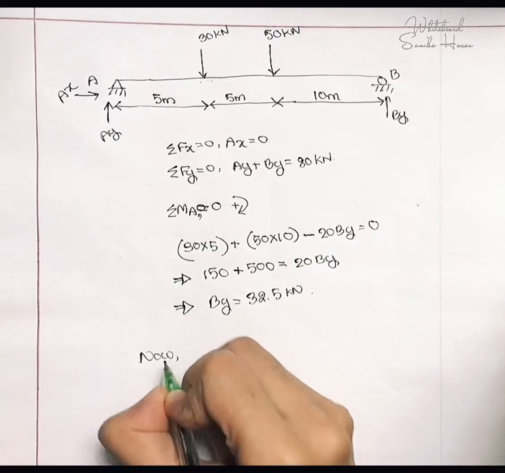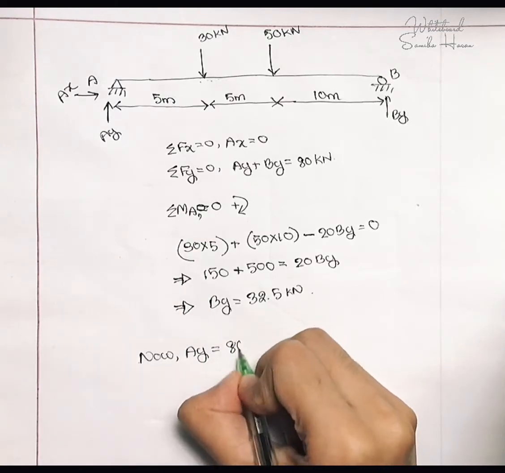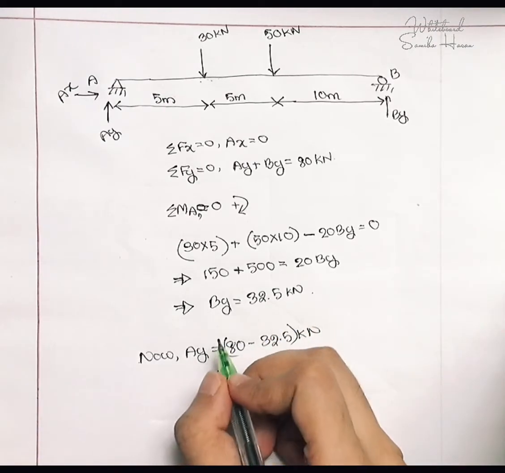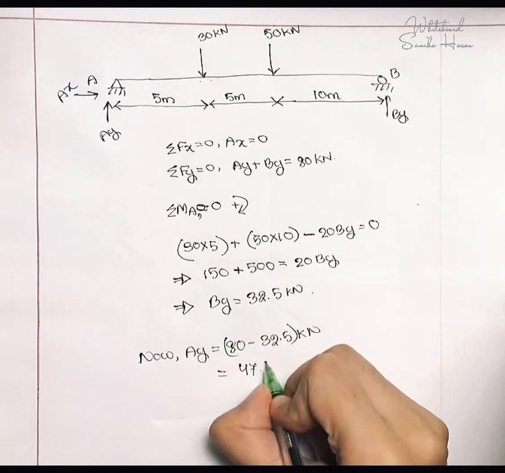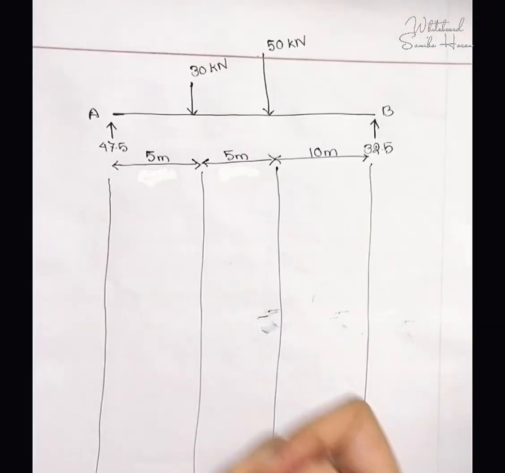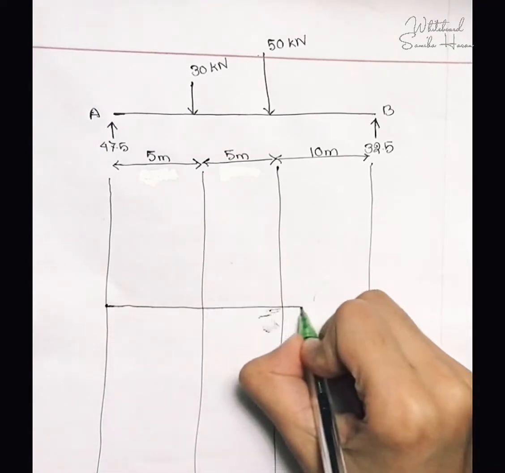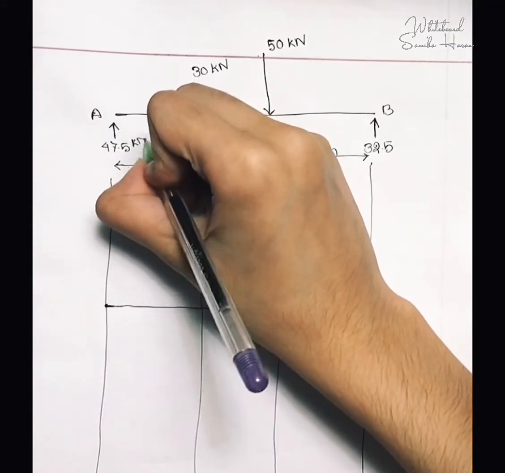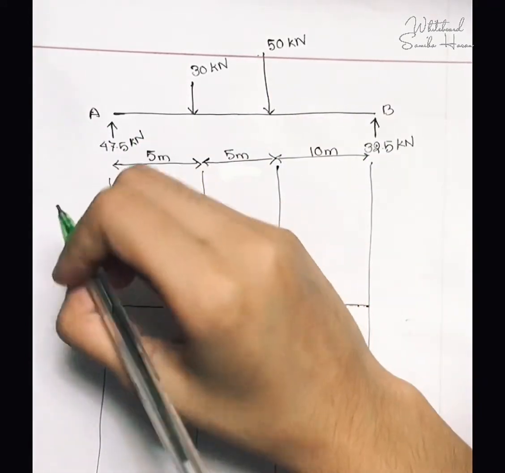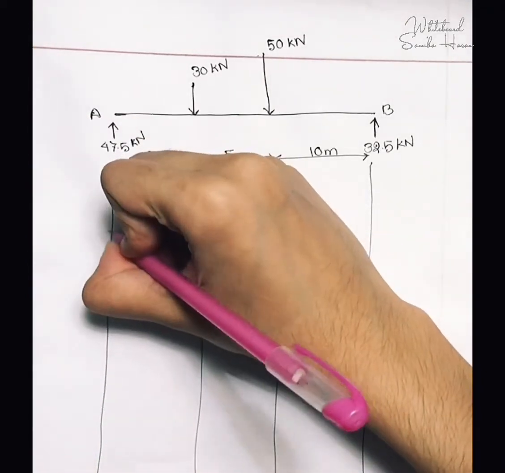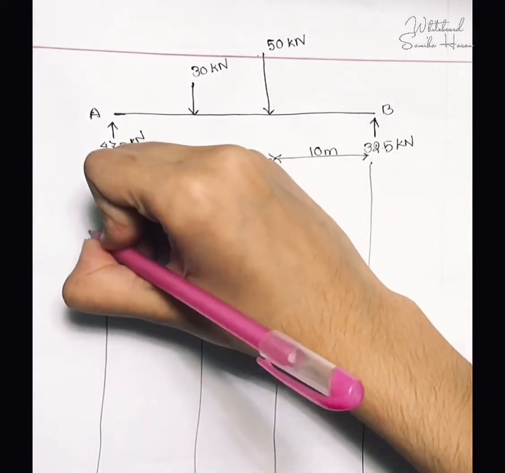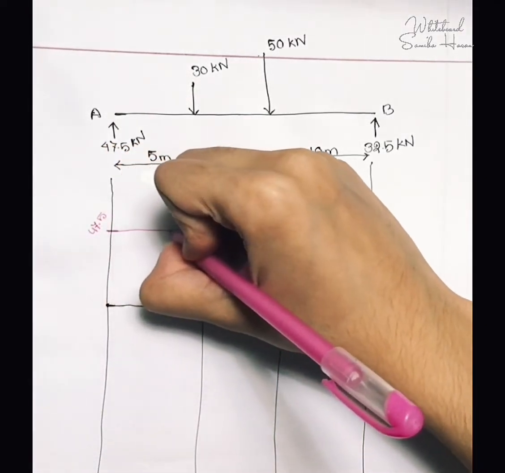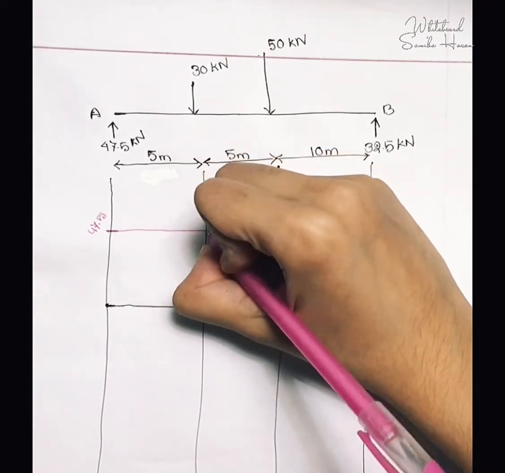Now Ay is equal to 80 minus 32.5 kilonewton. So I'll be left with 47.5 kilonewton. Okay, at first I need to draw my SFD, and as 47.5 kilonewton is going upwards, I will have a positive force of 47.5 over here, and as there are no other forces, it will go up to here as a straight line.